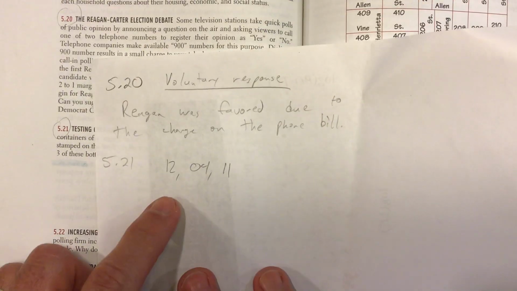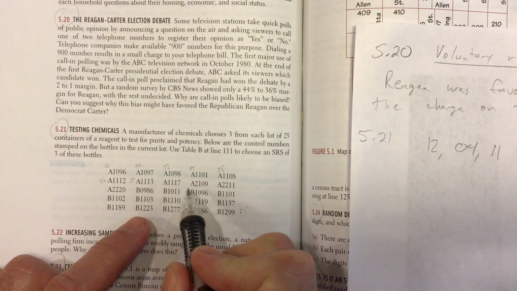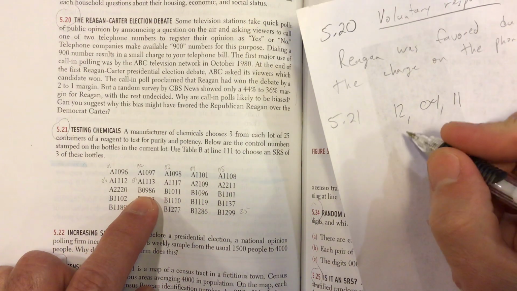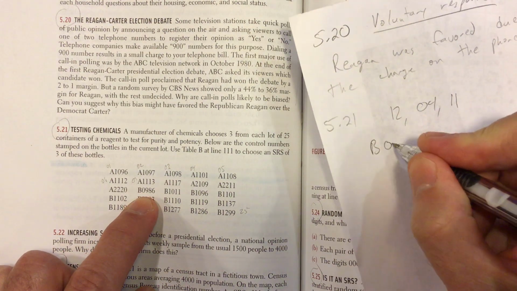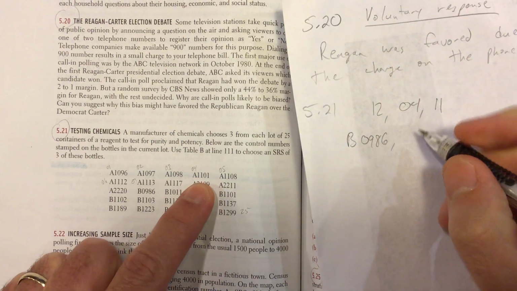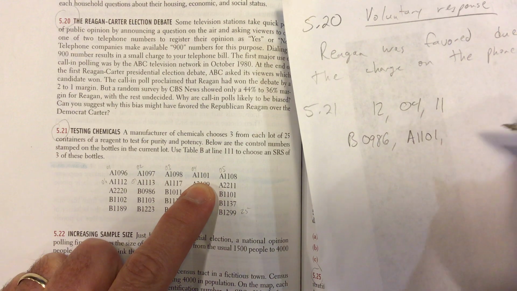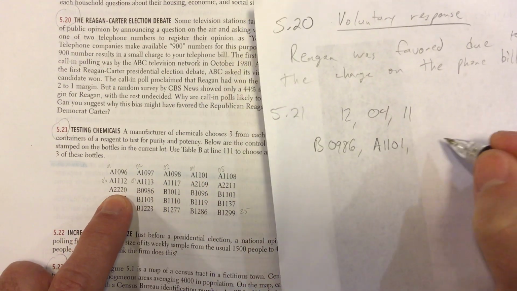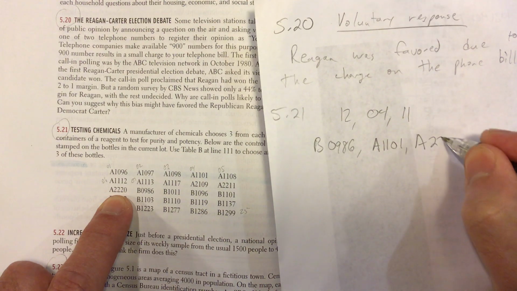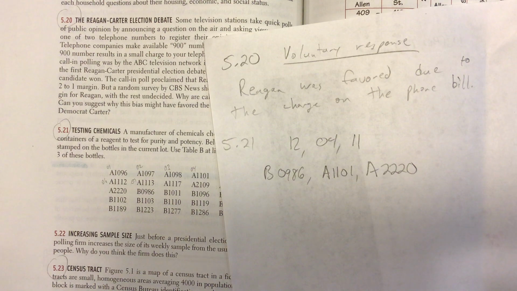So these are the three chosen. So number 12, let's see, 7, 8, 9, 10, 11, 12. This is number 12. Okay, number 4 is... And number 11 would be that one. Okay, so there you go. Those are the three that I chose.